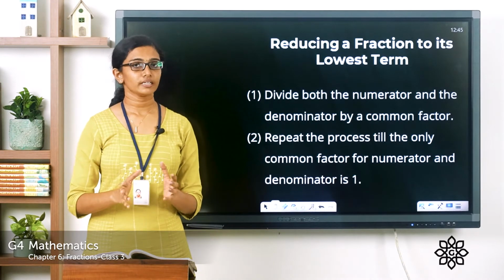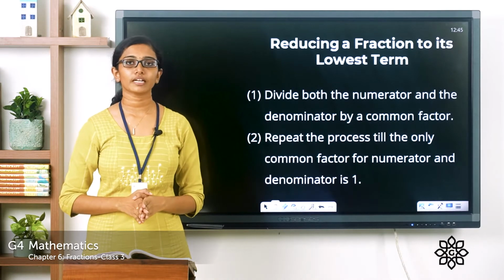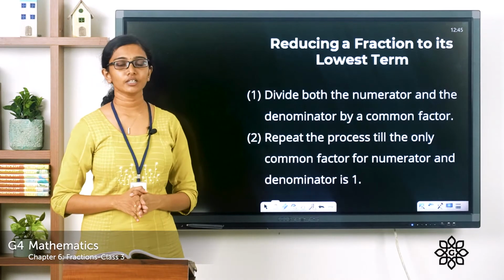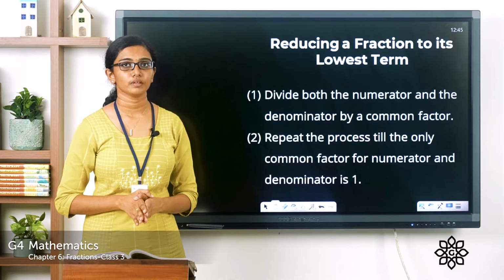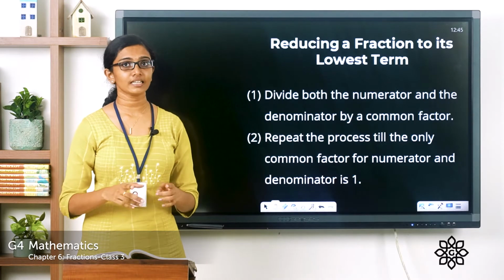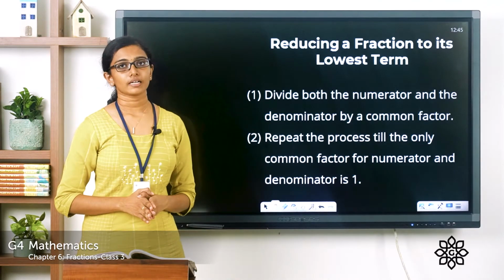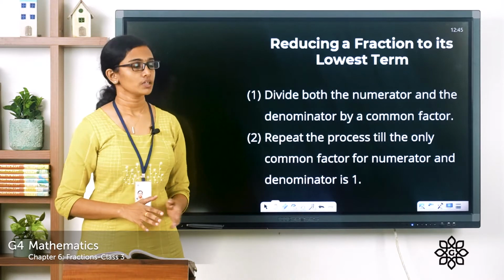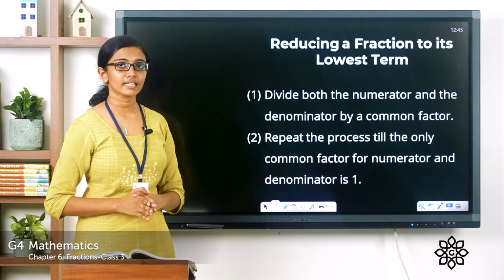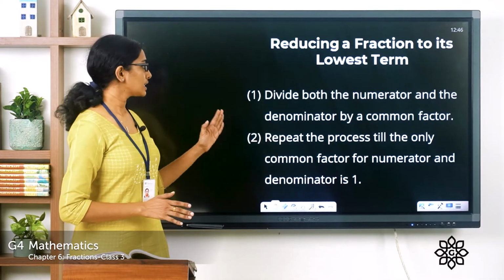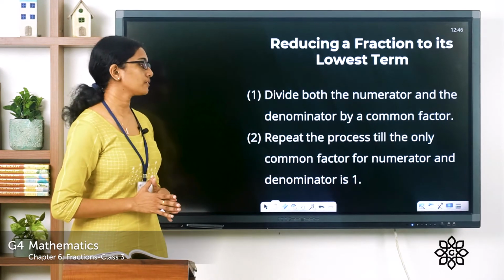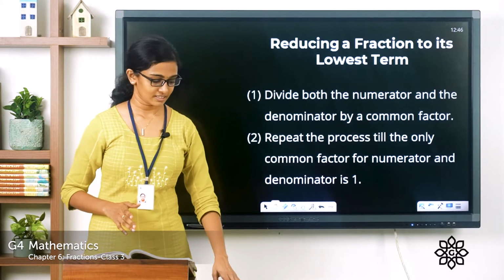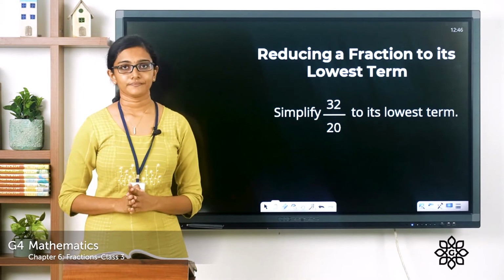First, you have to find out a common factor for the numerator and the denominator. Then divide the numerator and the denominator by this common factor. You have to repeat this process until the only common factor for the numerator and the denominator is 1. So you divide both the numerator and the denominator by a common factor. Repeat the process till the only common factor for numerator and denominator is 1. Clear? Now let's see one question.